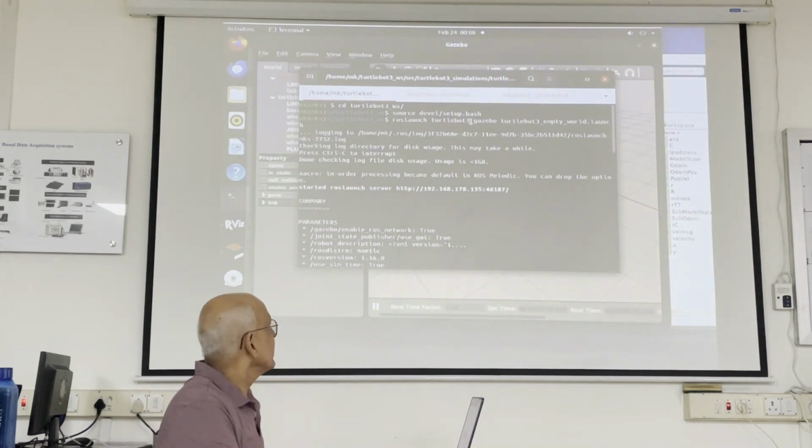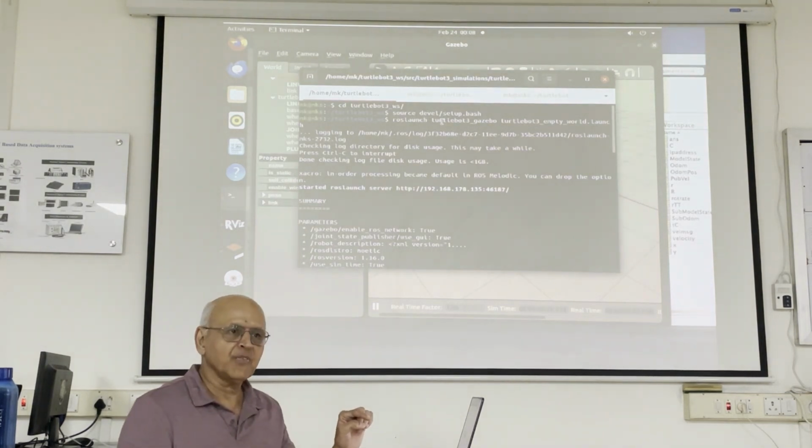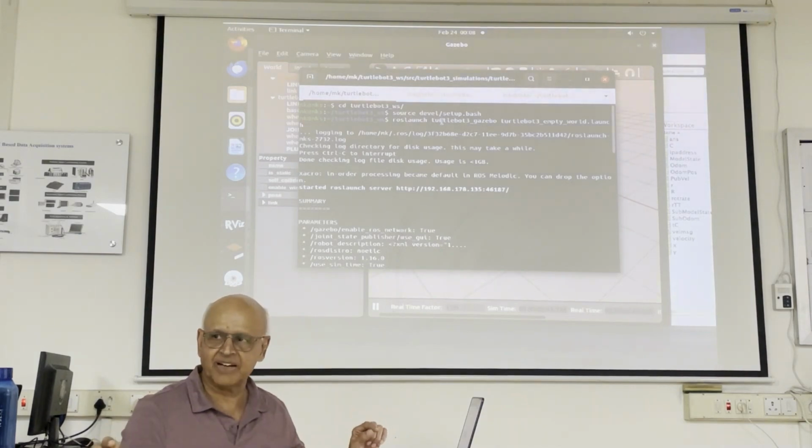In fact, this can be tab completed. If you just type TUR and then hit tab, it won't complete it only if there are multiple options beyond that point. But if there's only one option, it will just complete it.